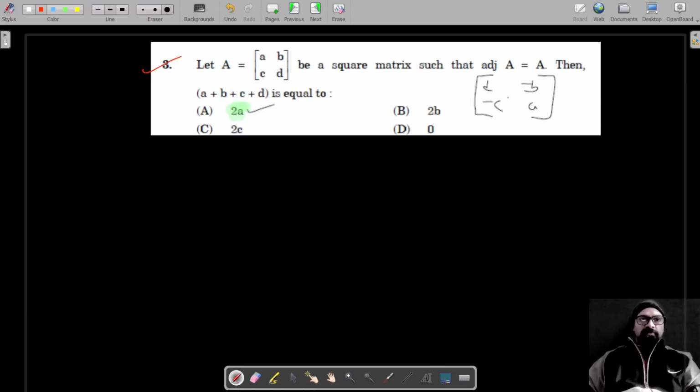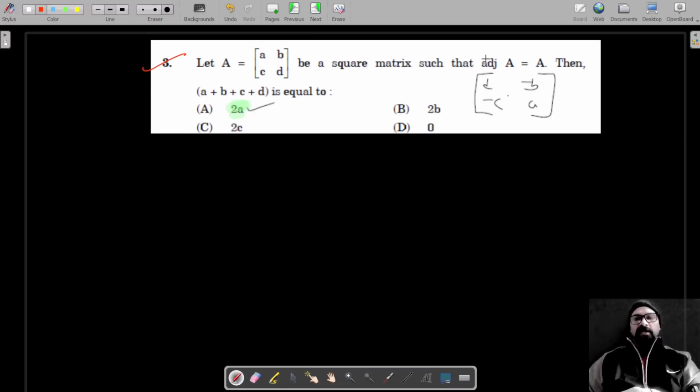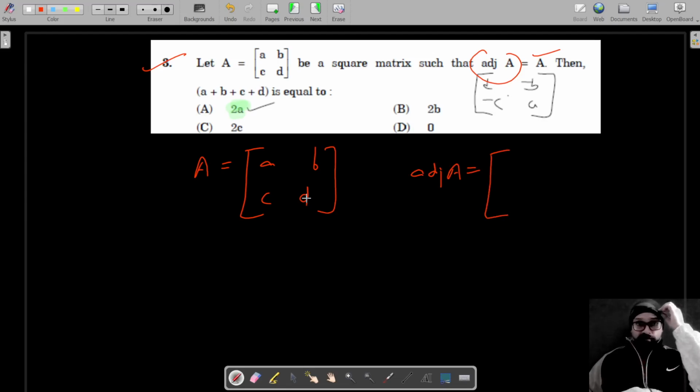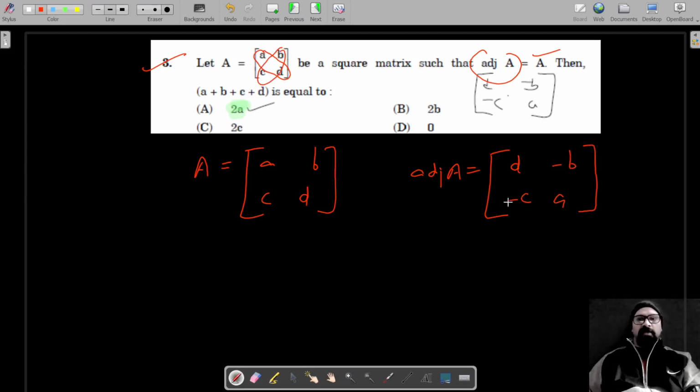For question number 3, it's given that adjoint of A is equal to A, and we have to find the value of a plus c plus d. Now A is a square matrix of order 2, and to find its adjoint there is a shortcut. Just swap the positions of the two diagonal elements, a and d, and change the sign of the other two elements. If it's negative, change it to positive; if it is positive, change it to negative. Both these are positive, so I have changed them to negative.